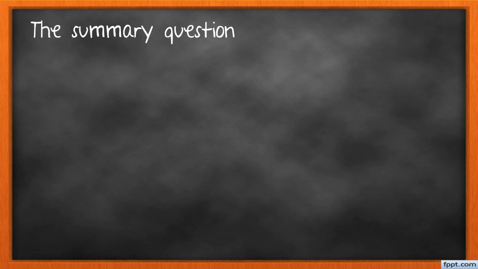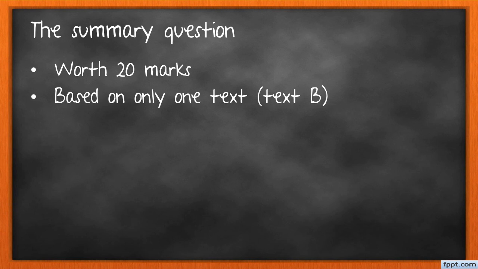So first of all, we need to go through what the summary question actually involves. It's worth 20 marks, quite a considerable amount of the marks for this paper, similarly to question 1. It's based on only one text, so this question focuses on text B, whereas questions 1 and 2 will have just focused you on text A. It's divided into two sections.